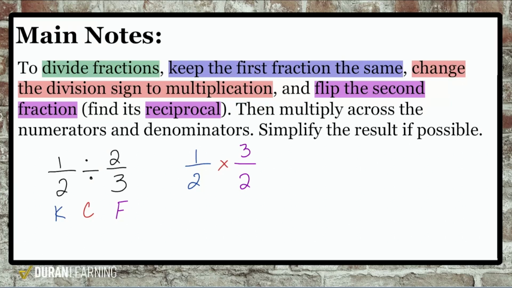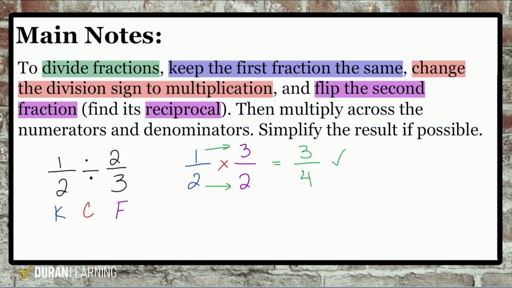Because from here, everybody, is it true that we know our rules for multiplying fractions? Is that true for us? Absolutely. Just got done reviewing it, right? So we're good. We can go ahead and multiply straightforward here. And so let's do that. 1 times 3 gives us 3. 2 times 2 gives us 4. And we're all done.